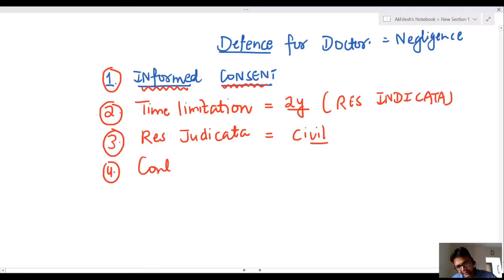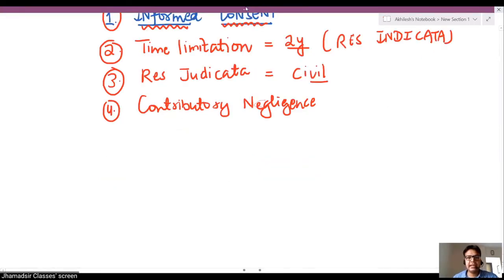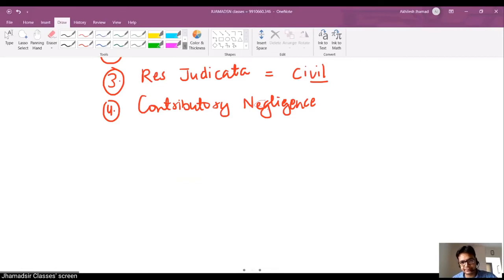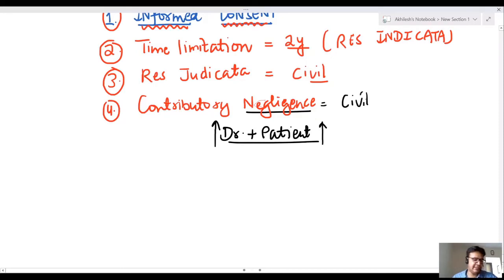Now, the fourth defense is contributory negligence. Sir, what is contributory negligence? Negligence contributed by doctor and patient. Sometimes the doctor is more responsible, sometimes the patient is more responsible. It is also a defense in civil cases. Contributory negligence.